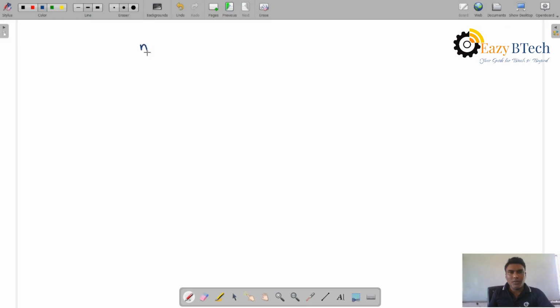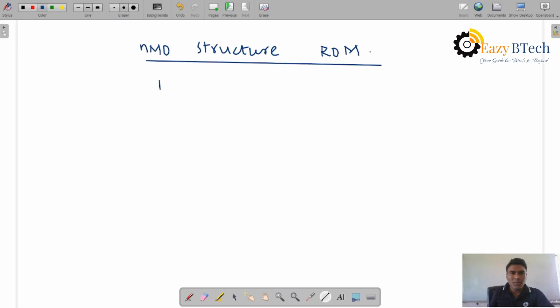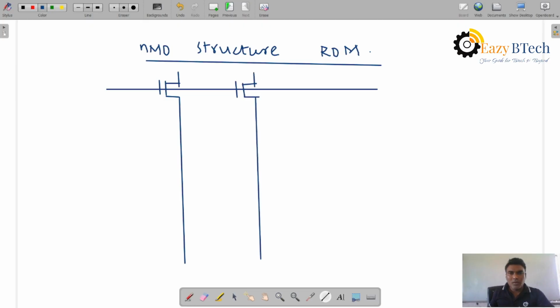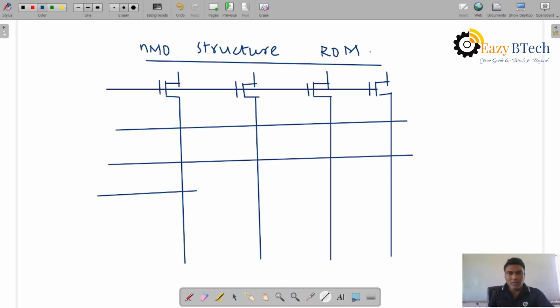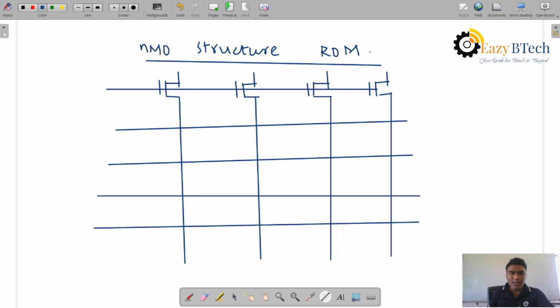Let us see the NMOS structure ROM. Here you can see NMOS transistors above, and we can select the address lines. This is the word line selection.